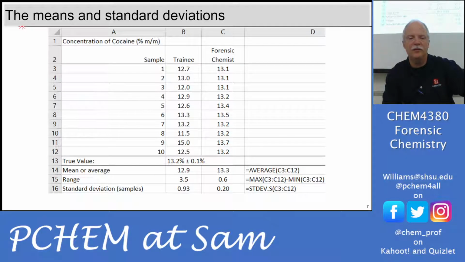We've got the average for the trainee and the forensic chemist, 12.9 for the trainee and 13.3 for the forensic chemist. So you see the forensic chemist is very close to the true value. The trainee is about 0.3 low. Then the range, look how tight the forensic chemist is, 0.6%, and the trainee 3.5%.